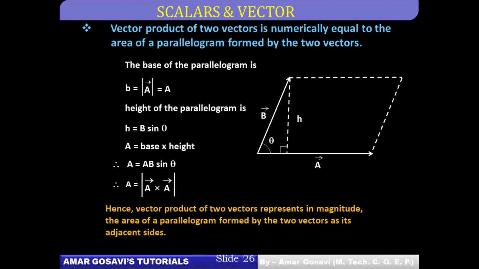So the vector product of two vectors represents in magnitude the area of a parallelogram formed by the two vectors as its adjacent sides. The only correction over here is instead of A bar it should be B bar, and one should not get confused between this A and this A. This A stands for area, this A stands for vector A. Make a note of it, friends. Had it been only the area of a triangle, then instead of base into height it would have been half base into height.